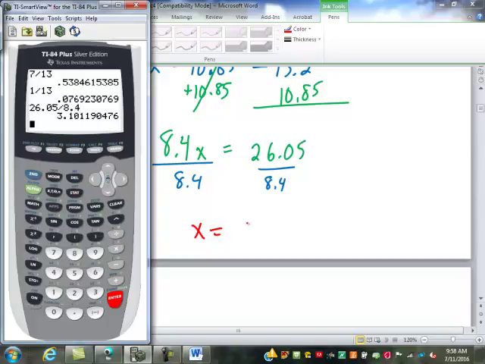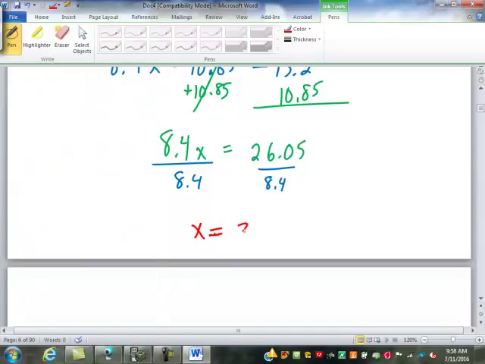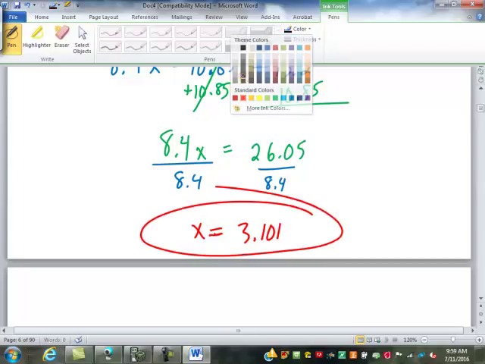3.10119. Normally, I'd usually say to the 100th or 1,000th. So if I said to the 1,000th, what would this one be? 3.101. There we go.